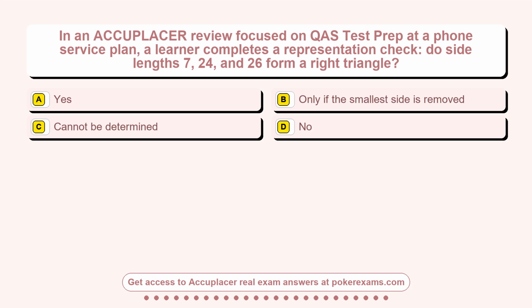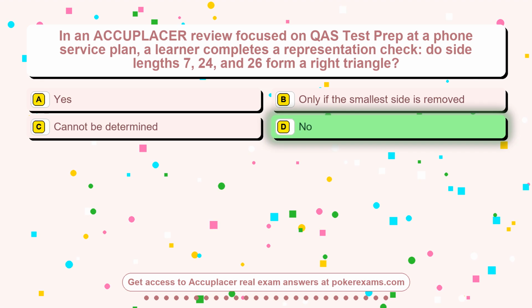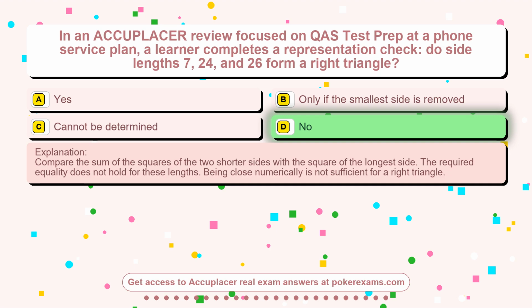Question 9. In an Accuplacer review focused on QAS test prep at a phone service plan, a learner completes a representation check. Do side lengths 7, 24, and 26 form a right triangle? Option A, yes. Option B, only if the smallest side is removed. Option C, cannot be determined. Option D, no. The correct answer is option D, no. Compare the sum of the squares of the two shorter sides with the square of the longest side. The required equality does not hold for these lengths. Being close numerically is not sufficient for a right triangle.